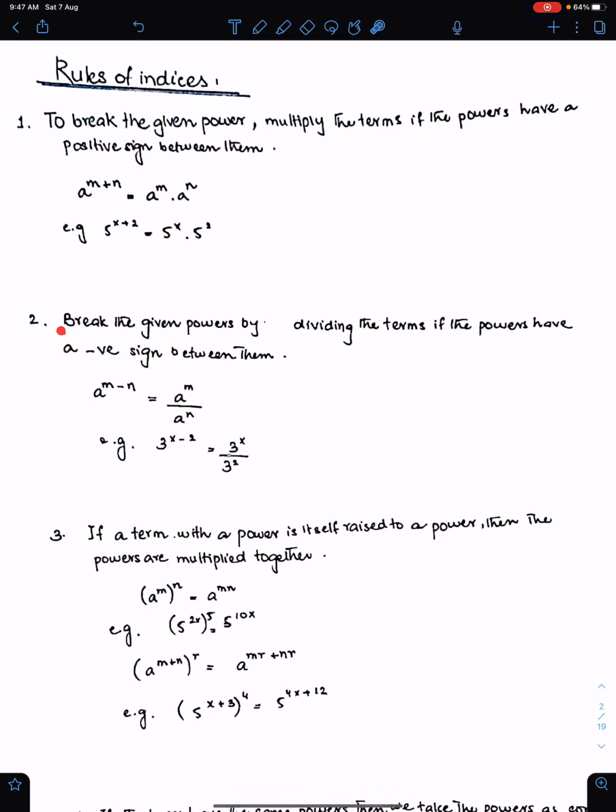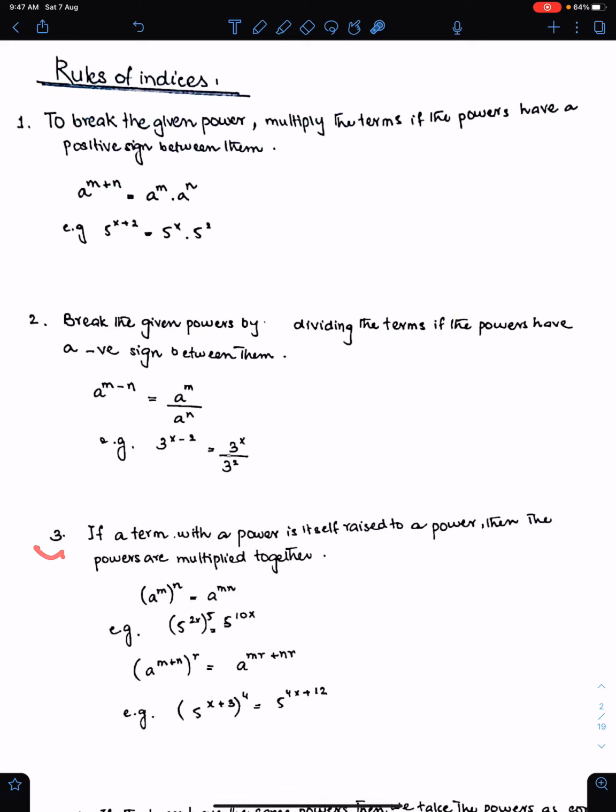Number 2. Break the given powers by dividing the terms if the powers have a negative sign between them. We can write this as a to the power m divided by a to the power n. For example, if we have 3 to the power x minus 2, this can be written as 3 to the power x divided by 3 to the power 2.